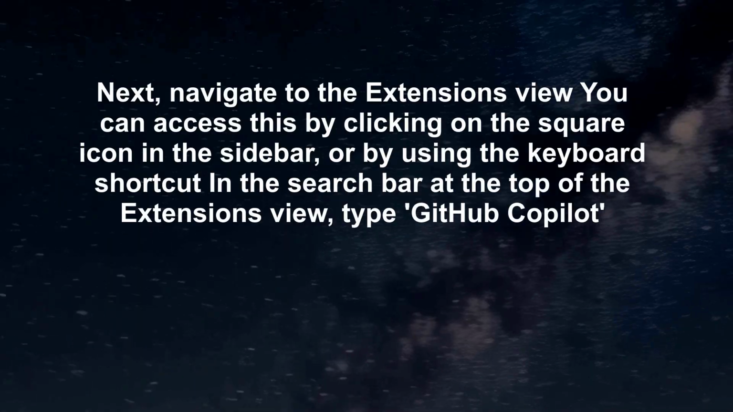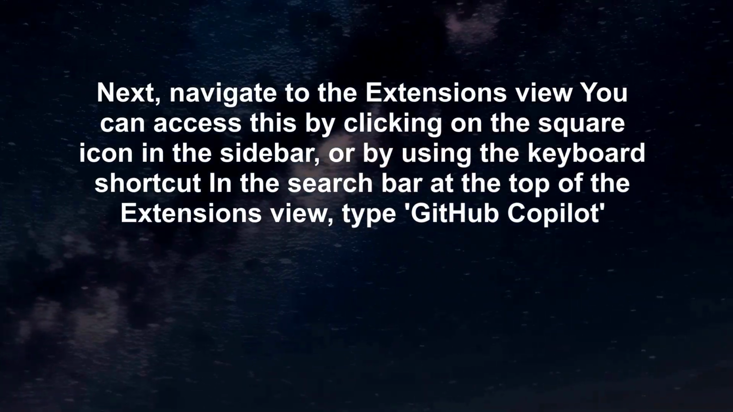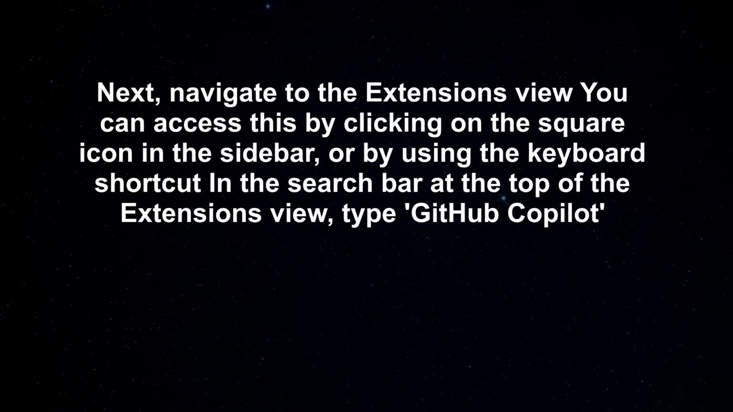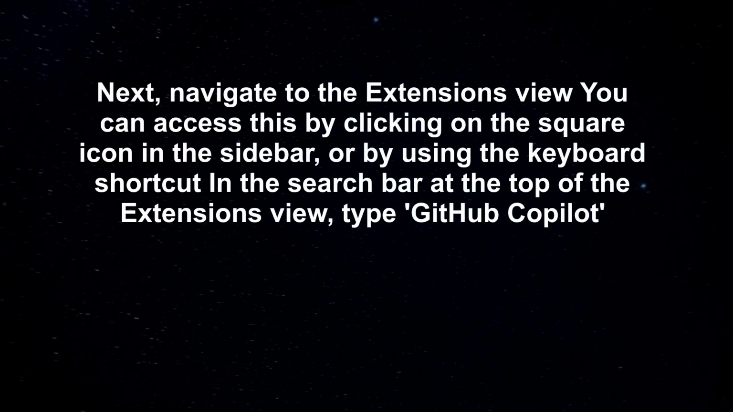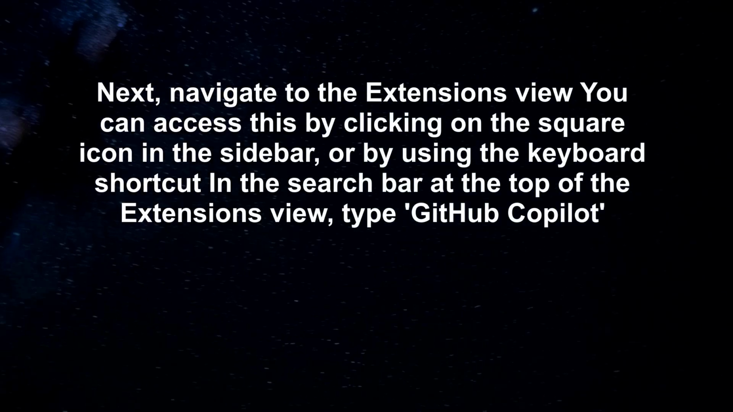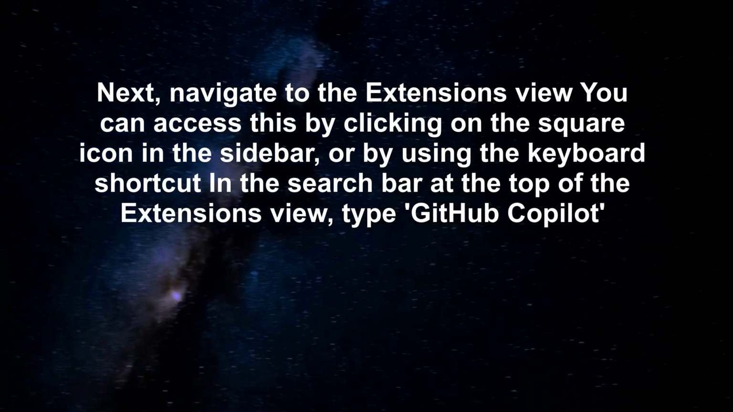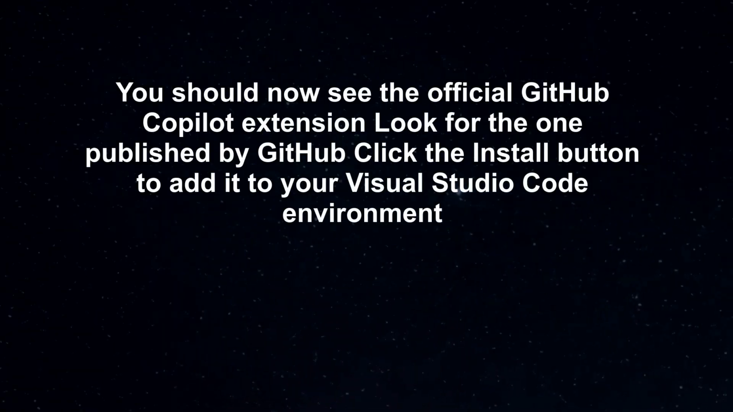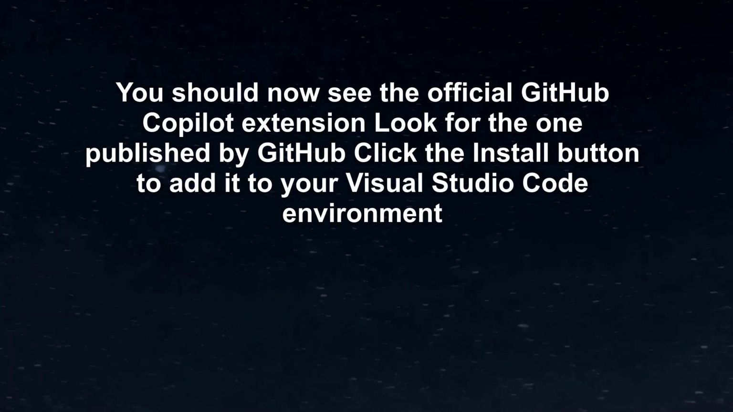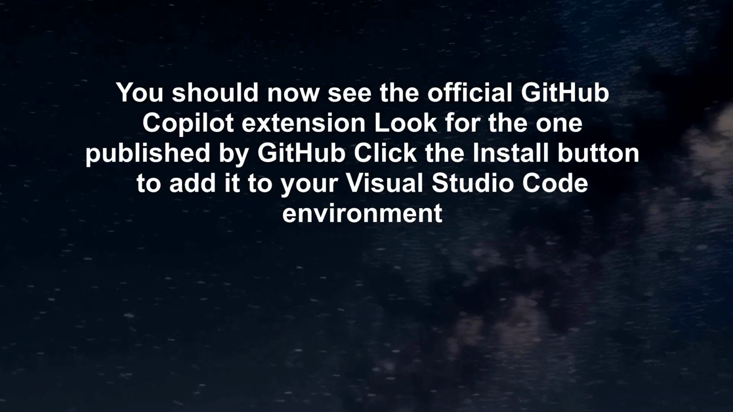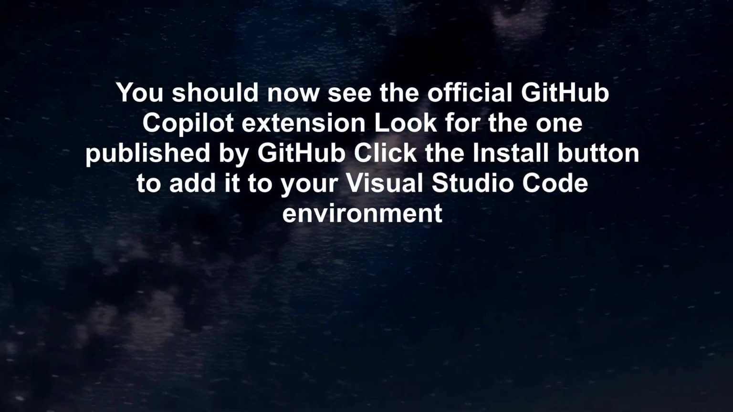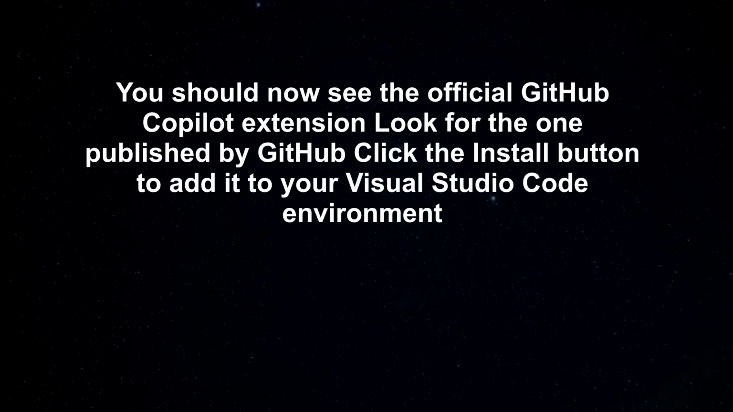Next, navigate to the Extensions view. You can access this by clicking on the square icon in the sidebar, or by using the keyboard shortcut, in the search bar at the top of the Extensions view. Type GitHub Copilot. You should now see the official GitHub Copilot extension. Look for the one published by GitHub. Click the Install button to add it to your Visual Studio Code environment.